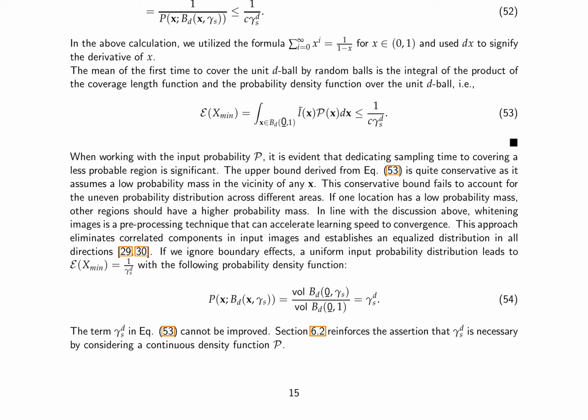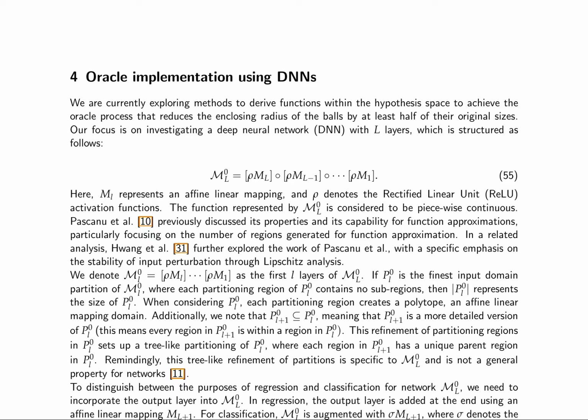They propose using a deep neural network, DNN, with L layers, structured as M_L = ρ ∘ M_{L-1} ∘ ρ ∘ ... ∘ M_1, where M_l represents an affine linear mapping, and ρ denotes the rectified linear unit, ReLU, activation function. The authors analyze the properties of the DNN, particularly its capability for function approximations, and discuss the concept of input domain partitioning, where each partitioning region creates a polytope, an affine linear mapping domain.